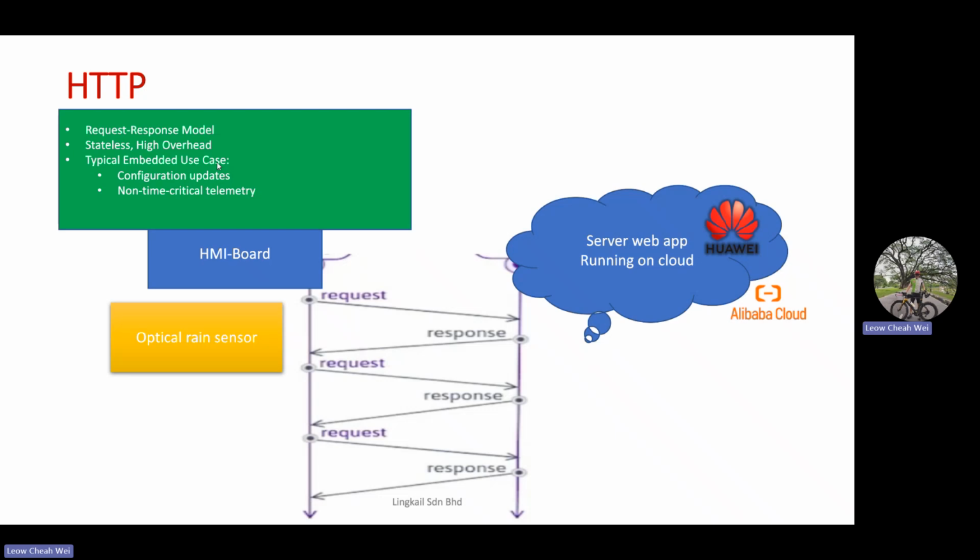Because it's actually not very suitable for real time, it's suitable for non-time-critical telemetry. In optical range sensing, it is actually still usable. Yeah, let's look at how HTTP works.